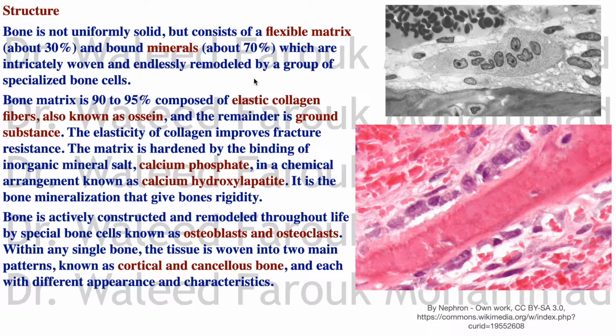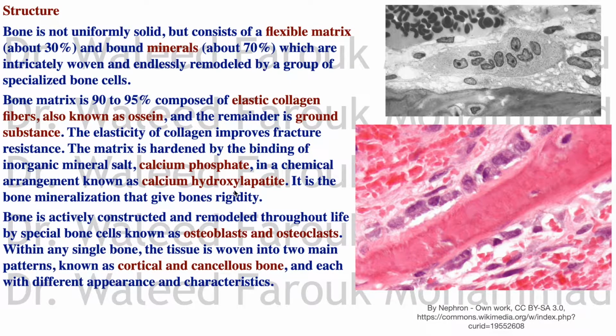the bone matrix is 90 to 95% composed of elastic collagen fibers known as the ossein, and the remainder is ground substance. The matrix is hardened by deposition of mineral salts called calcium phosphate in a special arrangement of a chemical compound called calcium hydroxyapatite. Now, as we mentioned earlier, the bone minerals are responsible for giving the bones their rigidity.